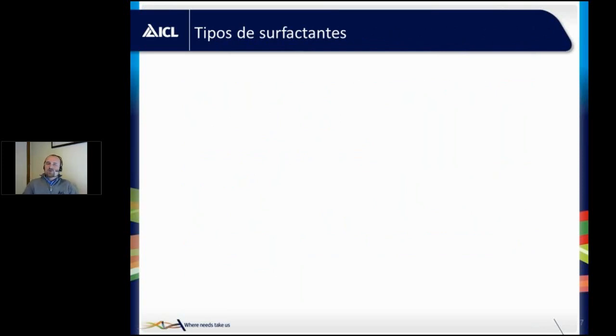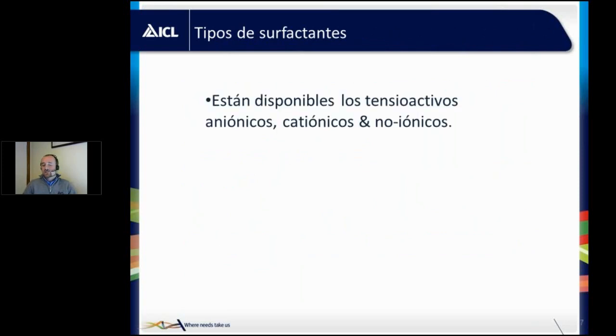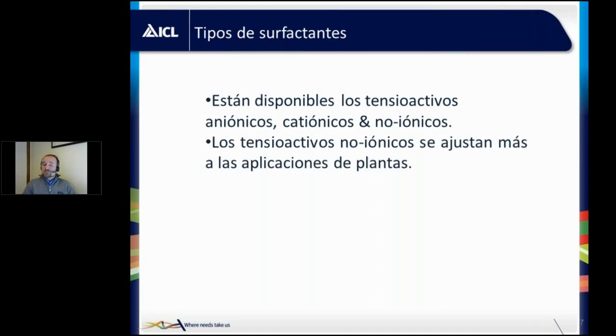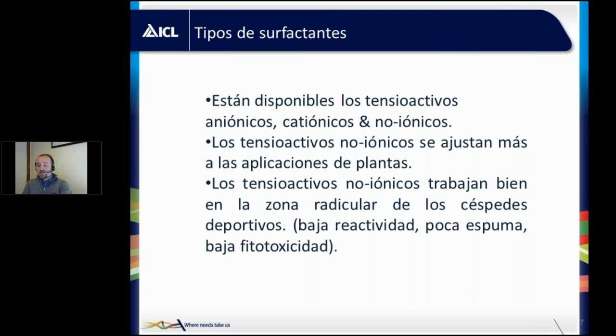There are a number of types of surfactants that the formulation chemist can select to use. We could broadly split them up based on their charge, if you like, so there could be anionic, cationic, and non-ionic surfactants available. In reality, most of the commercial wetting agents, the key constituent would be the non-ionic surfactant. That's most suitable for plant applications. The reason being, a non-ionic surfactant will work well in our sports turf root zones. Generally, they are low reaction, so they don't react with components of the root zone. They are low foaming, so easy to use. And in general, if used at the appropriate rate, we would describe them as having low phytotoxicity, so no damage to the grass plant.